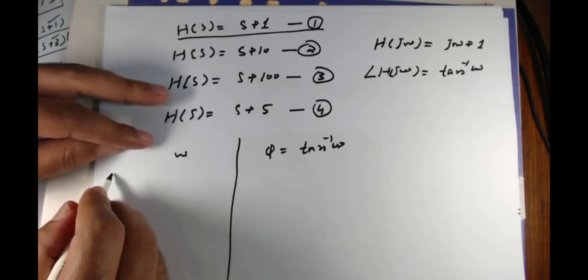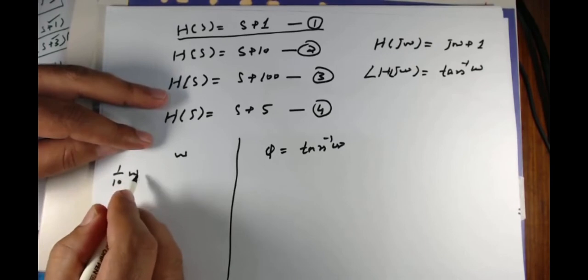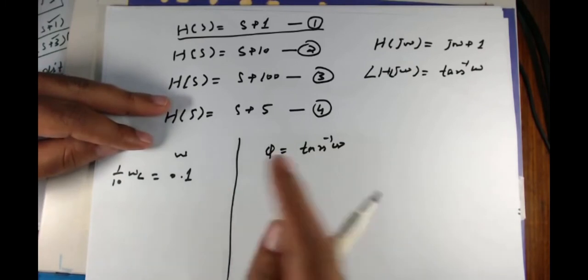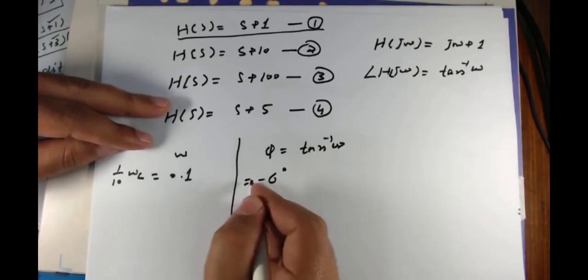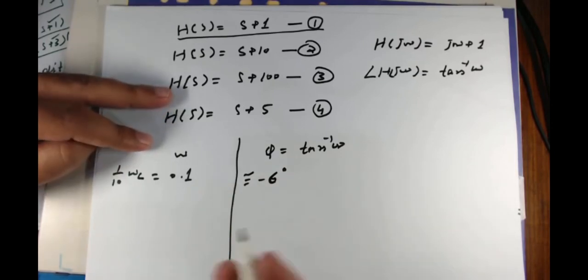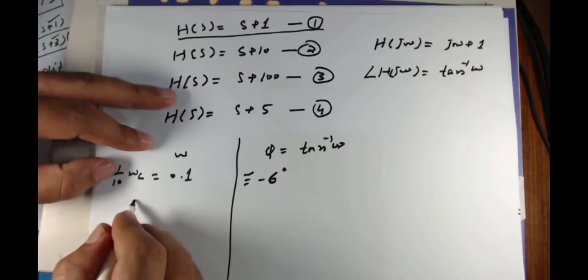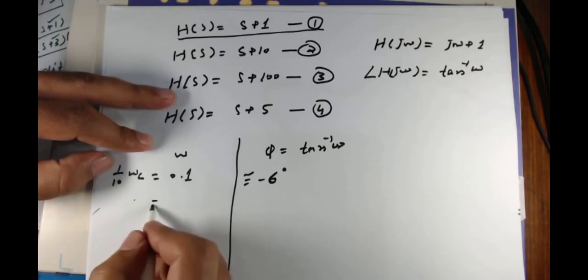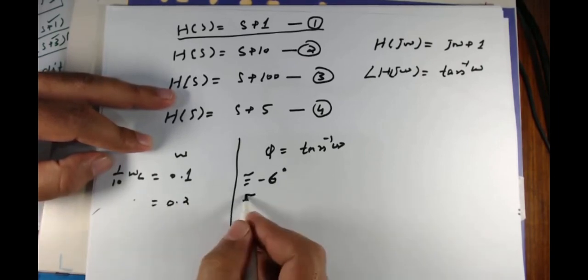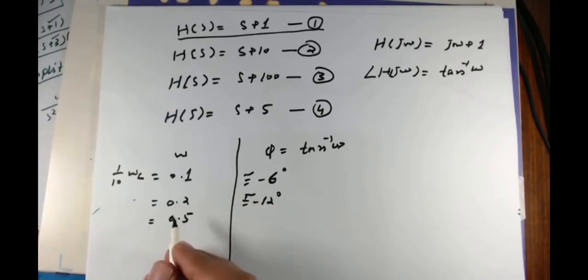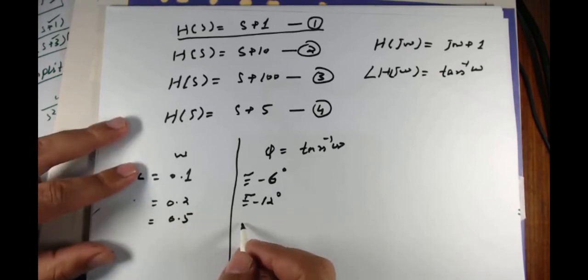When omega is equal to 1 by 10 times omega c, it means it is 0.1. The angle will be tan inverse of 0.1, which is approximately 6 degrees. This is actually 5.76 or something, but we can say it is approximately 6 degrees. Then 1 by 5 times omega c, and so on, you can increase this value. Say 0.2, this will be approximately 12 degrees. And at 0.5 this will be approximately 26 degrees.